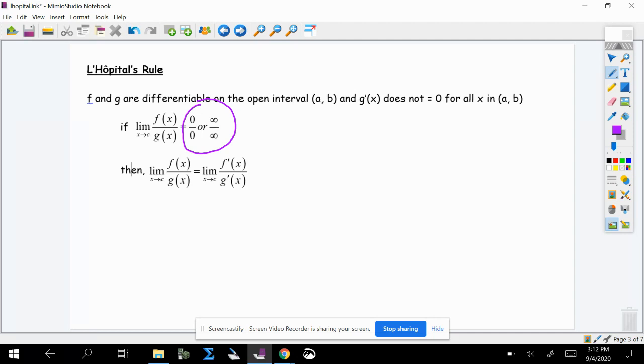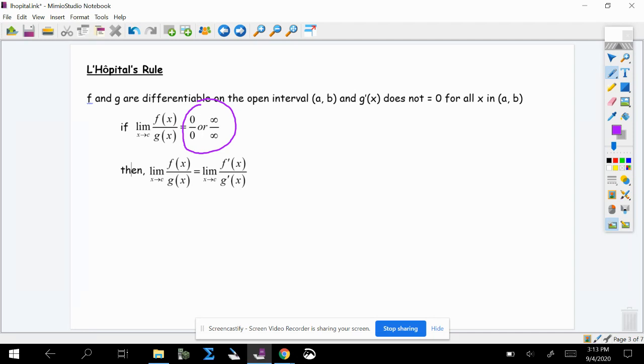You can take the derivative of the bottom. Notice this is not a quotient rule. This is literally just taking the derivative of the top, the derivative of the bottom. And then you can try again. What I mean by try again is now try to plug the number in. If it's the limit as we go to 5, now put 5 in. Whatever answer you get will be equivalent to what you were trying to find when it was indeterminate form.